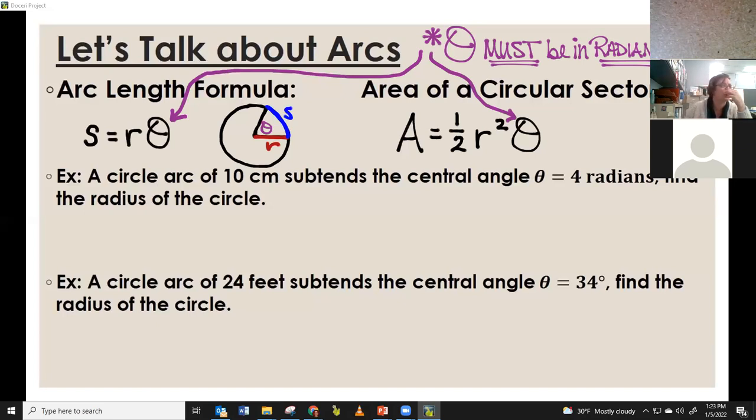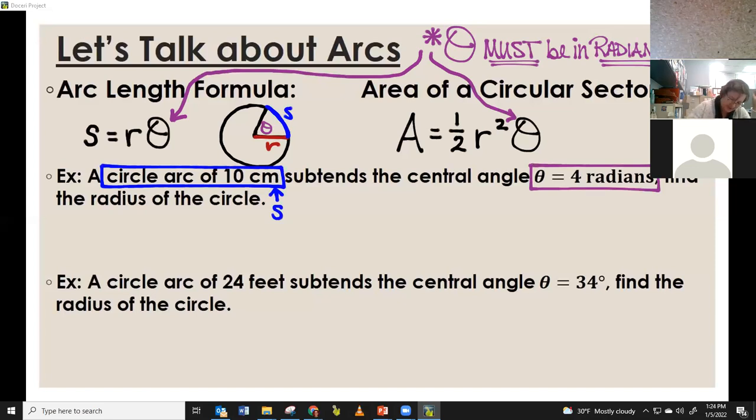All right, I want to look at these two examples here. First example is a circle arc of 10 centimeters. So that's the arc. That means that is S. It subtends, or goes around, encompasses a central angle, theta, that measures 4 radians. Find the radius of the circle.